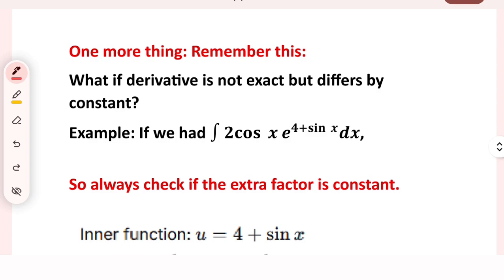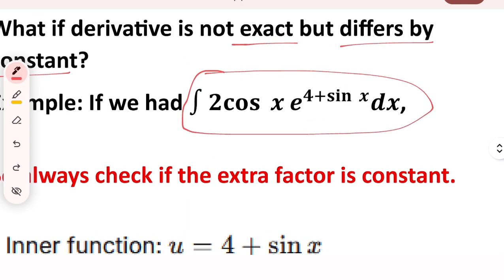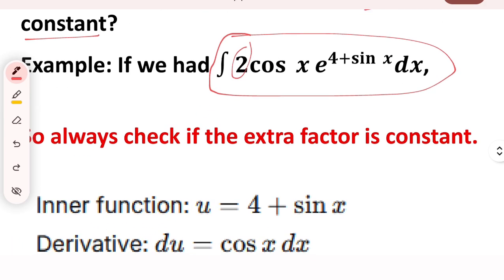What if the derivative is not the exact value that you see? So there's a little bit of difference, like a constant. For example, what if the given was something like this? This is the given. So what is the difference between this one and the other one? There's a 2 in here. Can we still use the substitution even if there's a 2 in there?